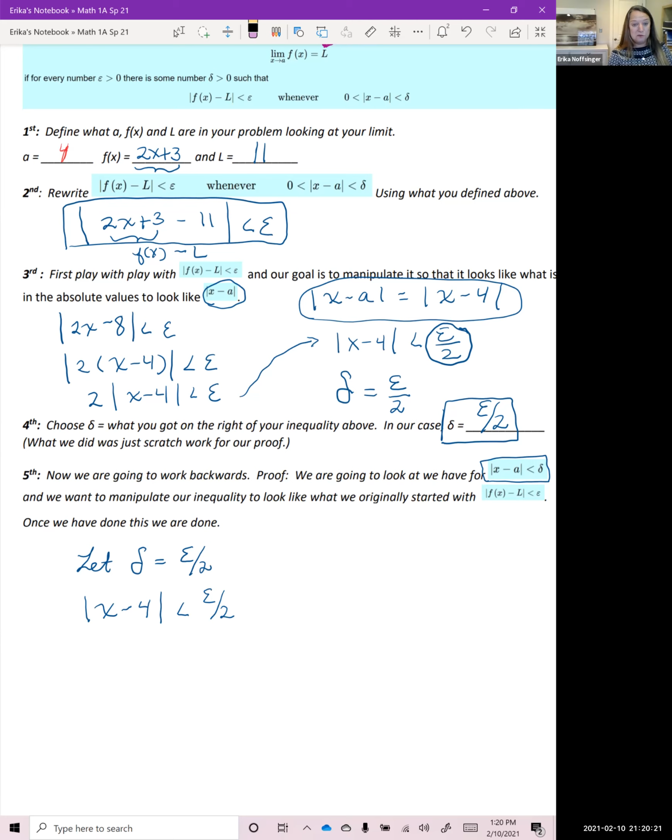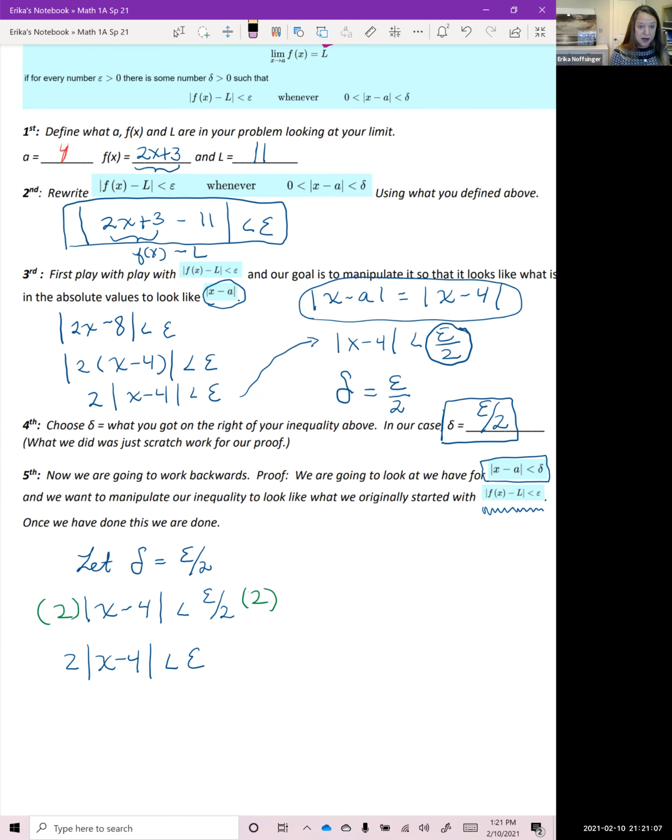And now we're just going to move forward with what we had just done. Our goal is to get back to what we originally started with. And so let's do that. I can multiply both sides of my inequality by 2. 2 is a positive number. That's not going to change anything with the sign. So multiplying this side by 2 would clear our fraction, leaving us with 2 times the absolute value of x minus 4 is less than epsilon.